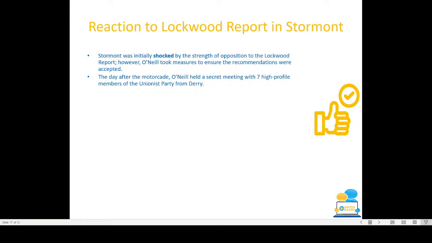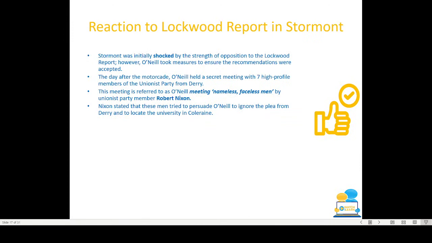So the day after the motorcade, O'Neill held a secret meeting with 7 high-profile members of the Unionist Party who were from Derry. So this meeting is referred to as O'Neill's meeting of nameless, faceless men. And this phrase or quote was given to us by Unionist Party member Robert Nixon. And it's an absolutely amazing quote. I'd almost expect to see that included in our contextualisation mini essay towards the end. So I'd highlight that quote if I had my highlighter.